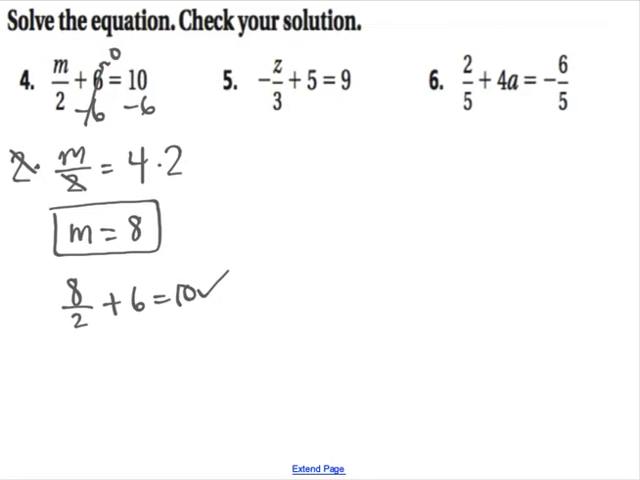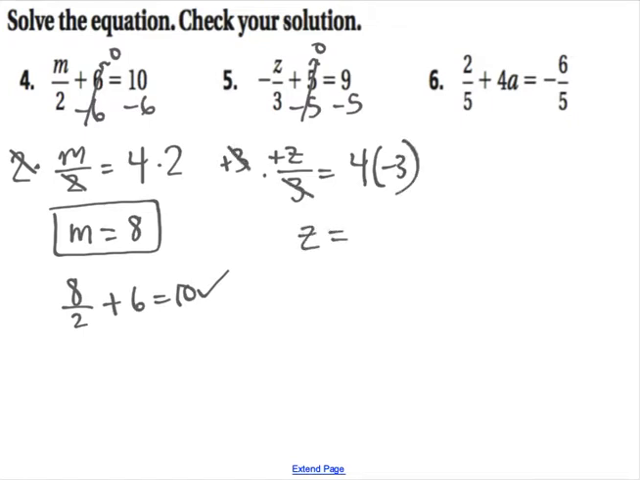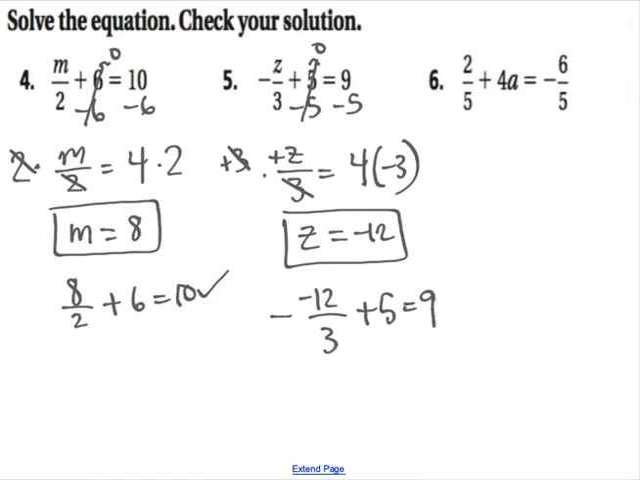Next example, the opposite of z divided by 3 plus 5 equals 9. We're going to get rid of the plus 5 with a minus 5. That gives us 0. Negative z divided by 3 equals 4. We're going to multiply by negative 3. The negative to get rid of that negative, and the 3 to get rid of the 3 on bottom. And that does give us 1z. 4 times negative 3 is negative 12. So we get an answer z equals negative 12. Checking the solution, negative 12 over 3 plus 5 is going to equal 9. This is 12/3. That's 4 plus 5 equals 9.